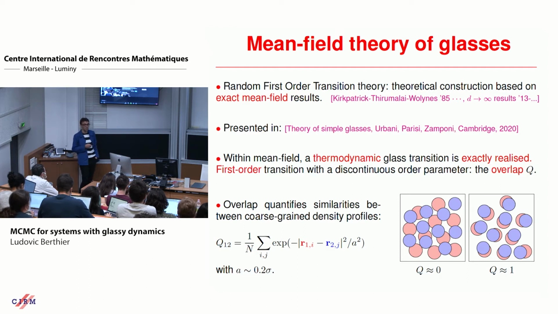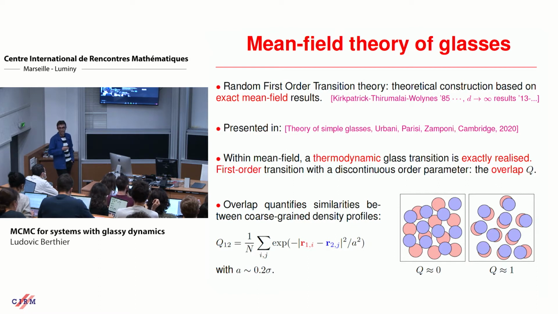You don't care that the molecules move slow or fast. You do your calculations. And what's happening within mean field, which is very clean, is that it's fairly well understood that a thermodynamic glass transition, as envisioned by Kauzmann 70 years ago, is exactly realized in that abstract mean field limit. And the nature of the transition is known. It's looking like a first-order transition. And if you wish, the corresponding order parameter, what's changing across this phase transition, is known as well.